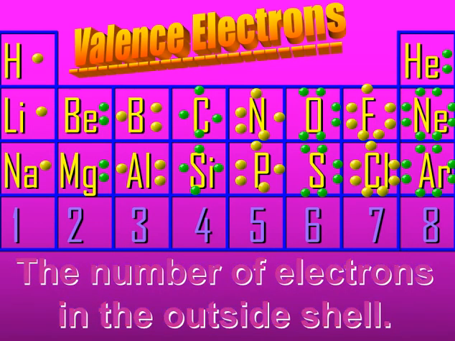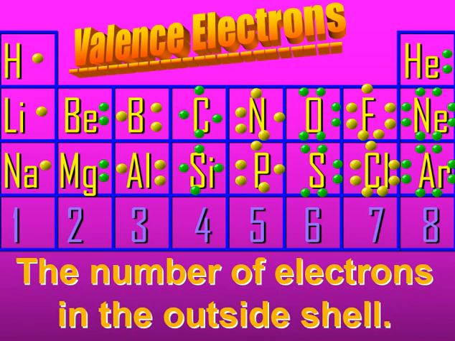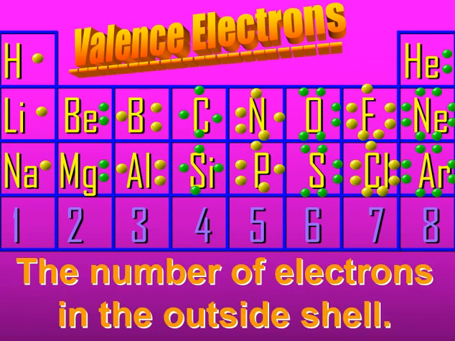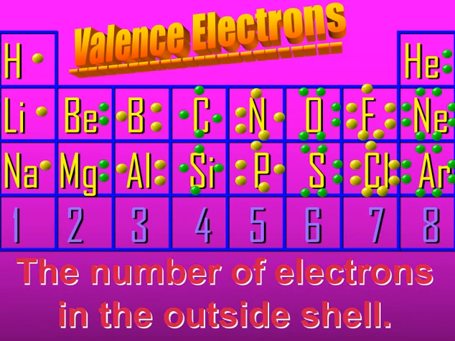Group number shows the total number of valence electrons. Group 1 has only one electron in the outermost shell, so all the elements belong to group 1. Group 2 has 2 electrons in the outermost shell. Group 3 has 3 electrons. Group 4 has 4 electrons, while group 5 has 5 electrons. Similarly, group 6 has 6 electrons, group 7 has 7, while group 8 has a maximum of 8 electrons in the last orbital.